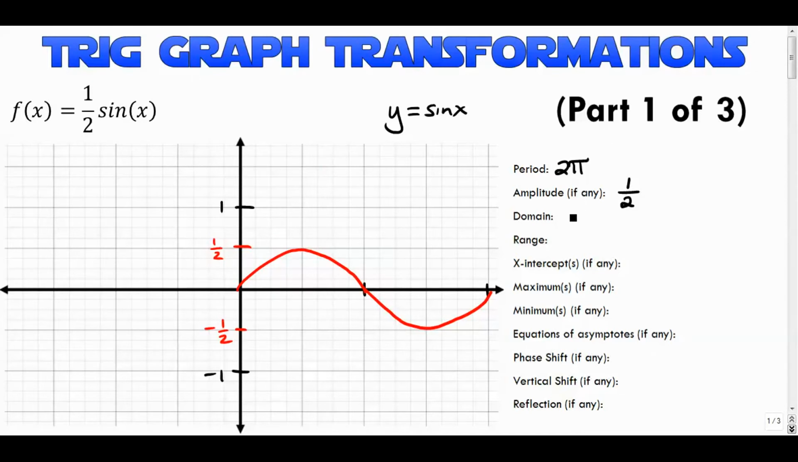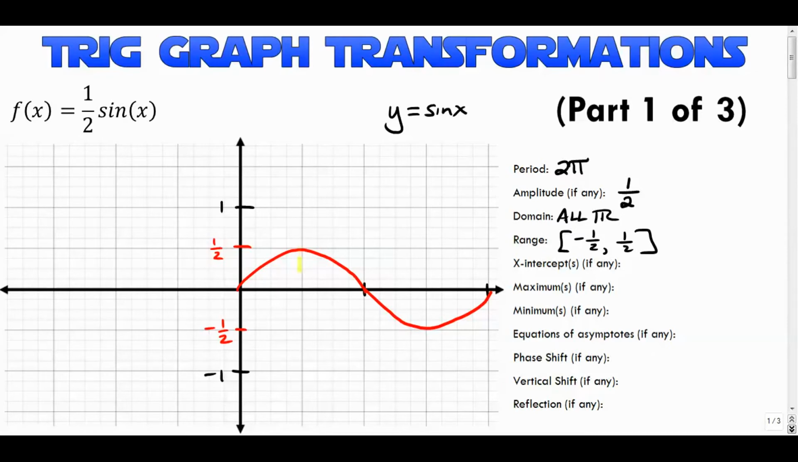The domain is everything, right? If I wanted to keep repeating this over and over again, it would just keep repeating in both directions. So the period doesn't change, or rather the domain doesn't change. It's all real numbers. The range changes big time. It goes now from negative 1/2 to positive 1/2.